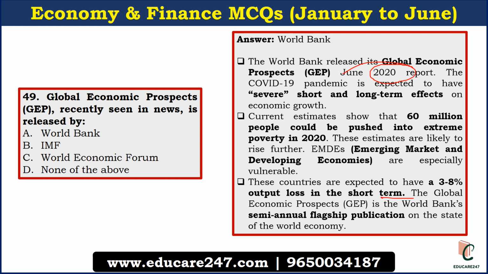Global Economic Prospects is a World Bank semi-annual flagship publication. So it is published twice a year, so it is semi-annual. Remember this important point also, and it covers the economic scenario of the world. So this report is very important for policy makers and economists.